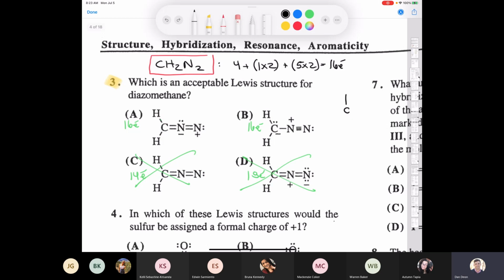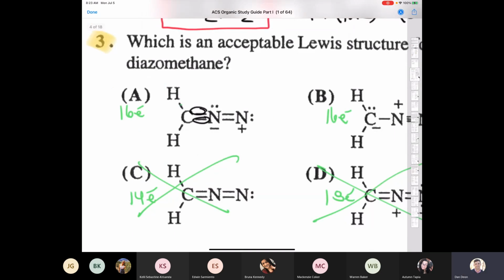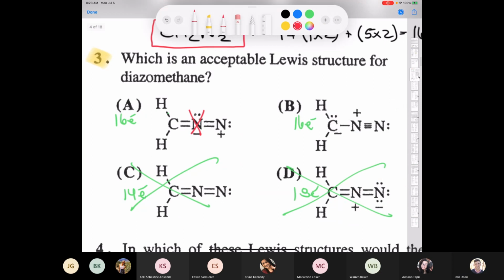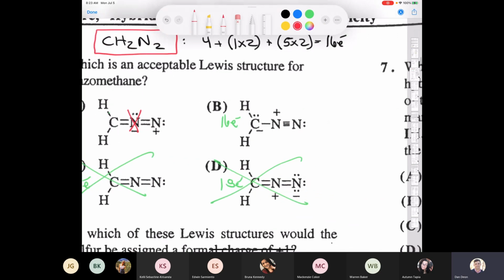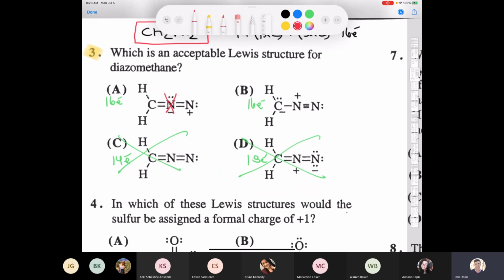The problem is the nitrogen, right? The nitrogen in A is surrounded by 10 electrons. Look, it's surrounded by 1, 2, 3, 4, 5, 6, 7, 8, 9, 10. Okay, it's exceeding its octet, which is impossible. So you can't have that as a Lewis structure. Whereas there's nothing wrong with B. There's nothing wrong with B at all. It's a perfectly reasonable resonance structure, right?